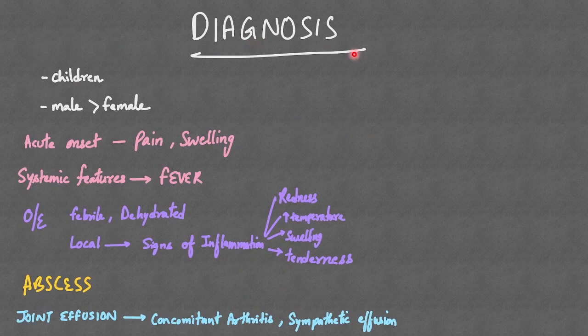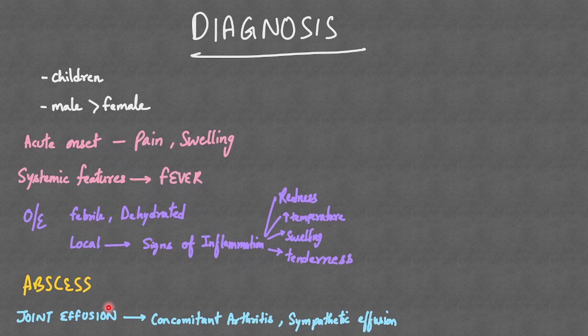Diagnosis of a patient with acute osteomyelitis. This condition commonly occurs in children with a propensity of more male patients as compared to female patients. It is an acute onset condition which causes pain and swelling in that area which is involved. Systemic feature involves high grade fever. On examination, the child will be febrile and dehydrated. Locally, one can see signs of inflammation in that area, which are the redness, increased temperature, swelling and tenderness. An abscess can be found in the area which will show fluctuation.